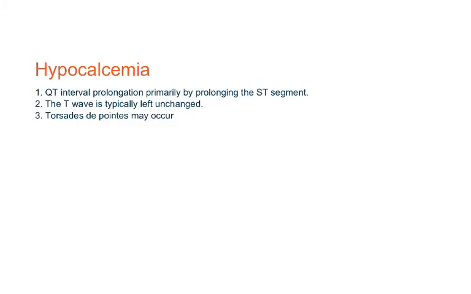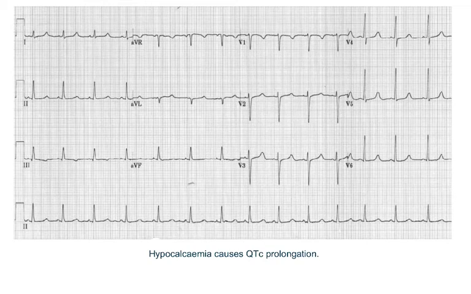Hypocalcemia does the opposite of hypercalcemia. Instead of QT interval shortening, it causes QT interval prolongation, primarily by prolonging the ST segment. The T wave is typically left unchanged, and dysrhythmias may occur like torsade de pointes. In this ECG, you can notice that the ST segments are quite prolonged, due to which the QT interval is prolonged. Normally, as I mentioned, the QT interval should be between 9 to 11 small boxes. And if you count in this ECG, there are almost 13 to 14 small boxes. So hypocalcemia causes QT interval prolongation.